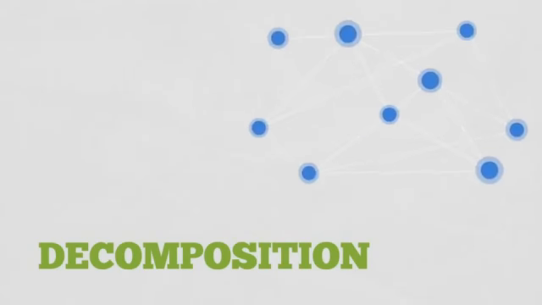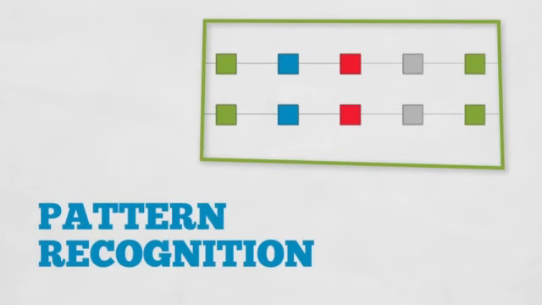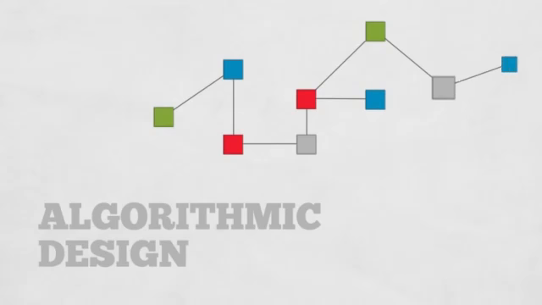Computational thinking is a set of problem-solving techniques that we use here at Google. One aspect of computational thinking is decomposition, where we take a large problem and break it down into smaller pieces. Another aspect is pattern recognition. We use pattern recognition to help us identify similarities and differences. The final part of computational thinking is algorithmic design. That allows us to create a step-by-step strategy for solving a problem.